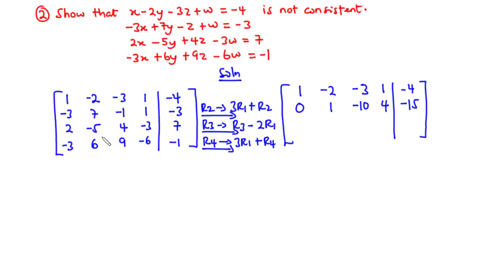Now to row 3. 2 minus 2 times 1, that is 2 minus 2 is 0. Negative 5 minus 2 times negative 2. Now negative 2 times negative 2 is plus 4. So negative 5 plus 4 is negative 1. 4 minus 2 times negative 3. Negative 2 times negative 3 is plus 6. So 4 plus 6 is 10.